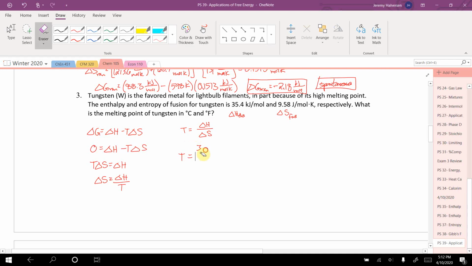35.4. Now we need these in the same units, right? So I'm going to change this guy to joules. So I get 35,400 joules per mole divided by 9.58 joules per mole K. And that gives me the temperature of fusion, or the melting point of tungsten, is going to be 3695 Kelvin. And there we go.